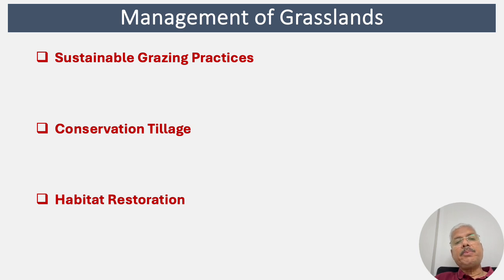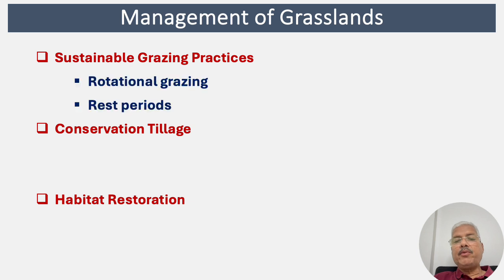Effective grassland management is essential for maintaining their ecological health and economic value. Here are some key strategies for managing grasslands. Sustainable grazing practices. Dividing the grassland into smaller paddocks and rotating livestock between them can help to prevent overgrazing and promote plant recovery. Allowing grasslands to rest from grazing can help to restore soil health and promote plant growth.